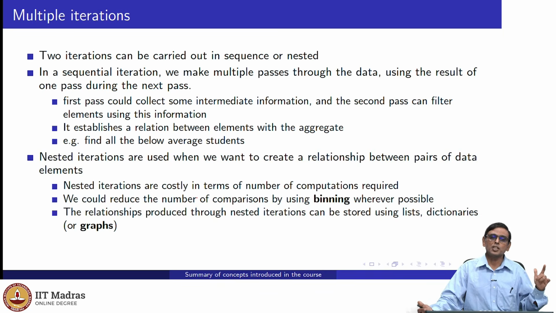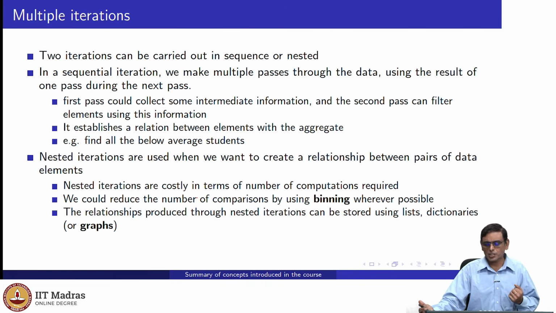Whereas in nested iteration, you're trying to find a relationship between pairs of elements, right? So whenever you try to find a relationship between pairs of elements, you have to nest one iteration within another iteration. And you are therefore doing n square. There are n elements, and you're comparing n elements with n elements. You're doing n square operations, so it's very costly.